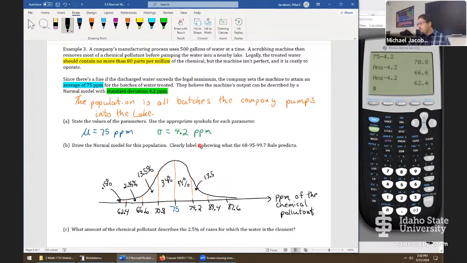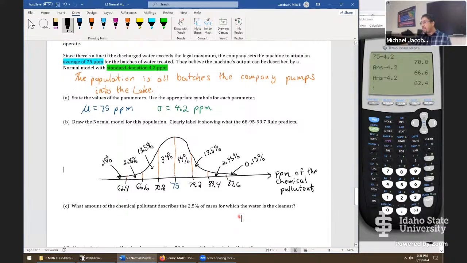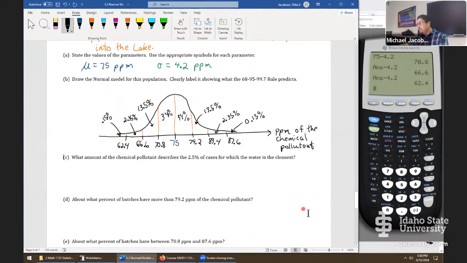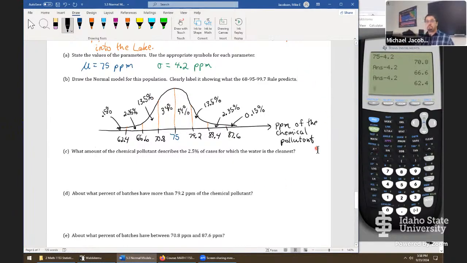We just duplicate going to the right with the symmetry of the curve. So 13.5, 2.35, and 0.15%. Liberal use of arrows might be a good idea unless you can write really small. Now that we have all that out, we can start answering these questions pretty rapidly. Any questions at all, folks, on coming up with the model? Okay, so it goes this way each and every time. The only thing that's going to change are your numbers, essentially.